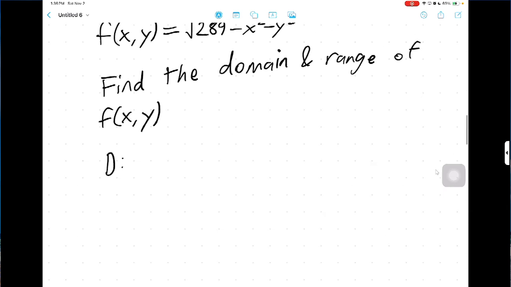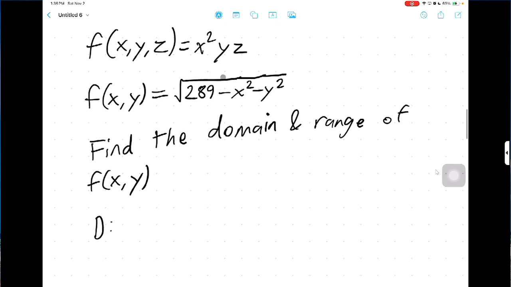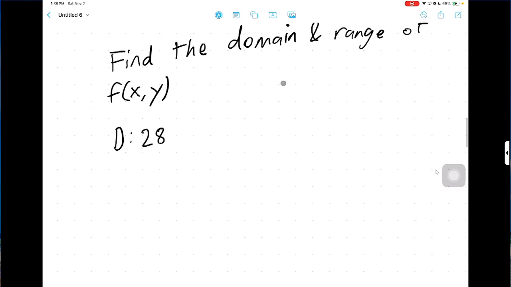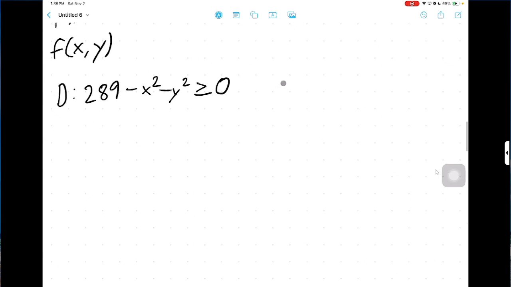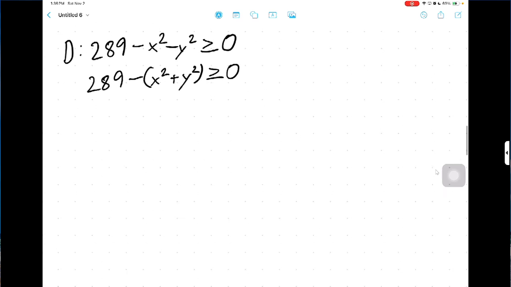So for our domain, because of the square root here, our main issue is making sure that 289 minus x squared minus y squared is bigger than or equal to 0. One way we can do this is rewrite the minuses as pluses, essentially factoring out the negative, and then add it onto the other side. So we'll have 289 is bigger than or equal to x squared plus y squared, or x squared plus y squared is less than or equal to 289.